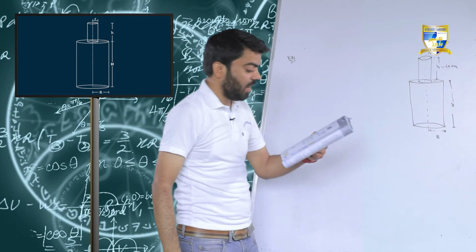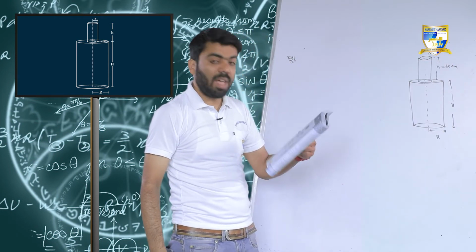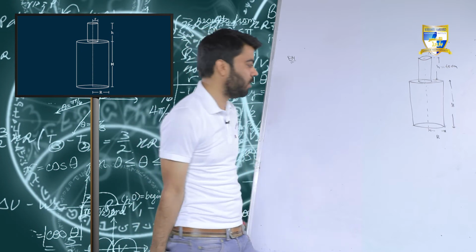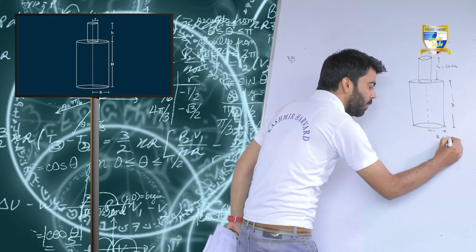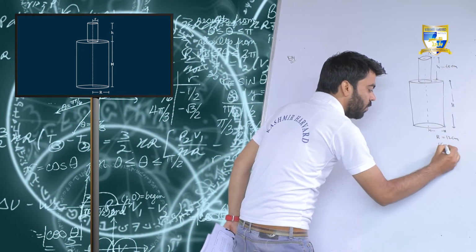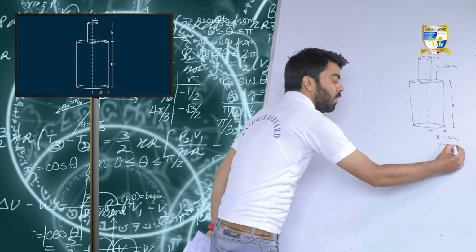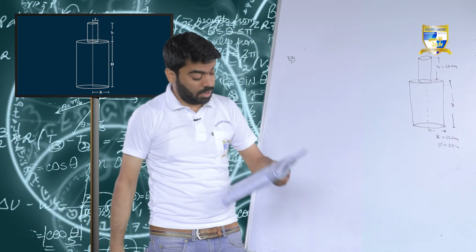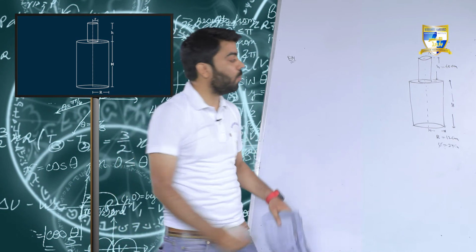What about the capital R? Capital R is not given. The diameter is given, 24. It's simple, 24 divided by 2. R is 12 centimeter. So the diameter is 24 centimeter. What about the capital H? It is also given. It's 220 centimeter.